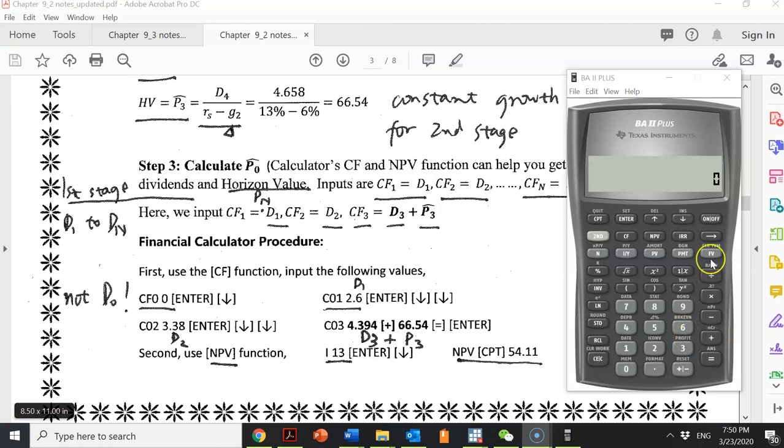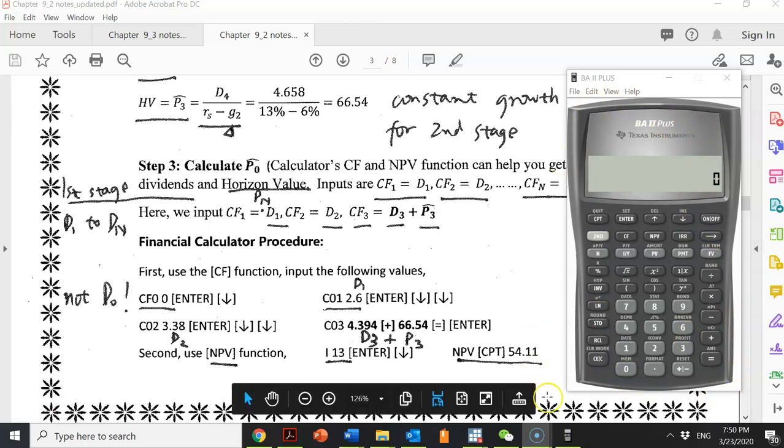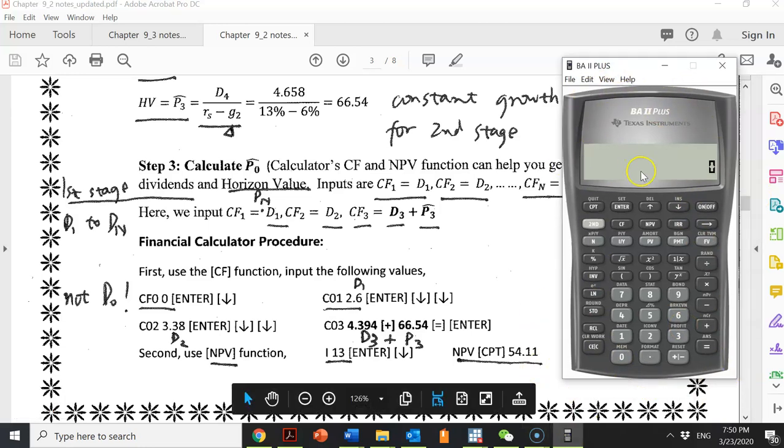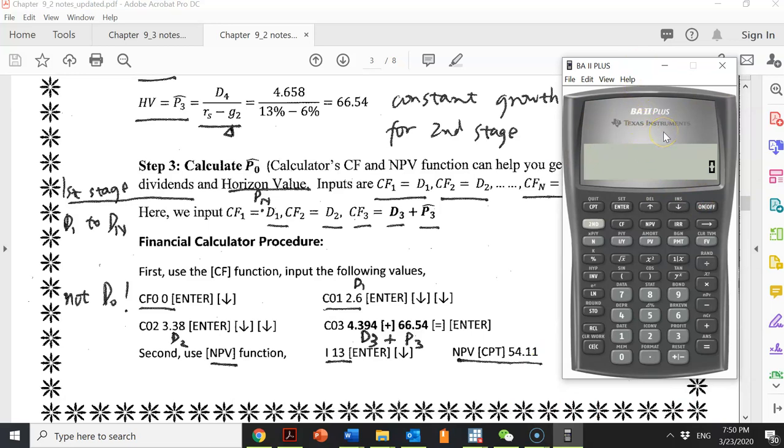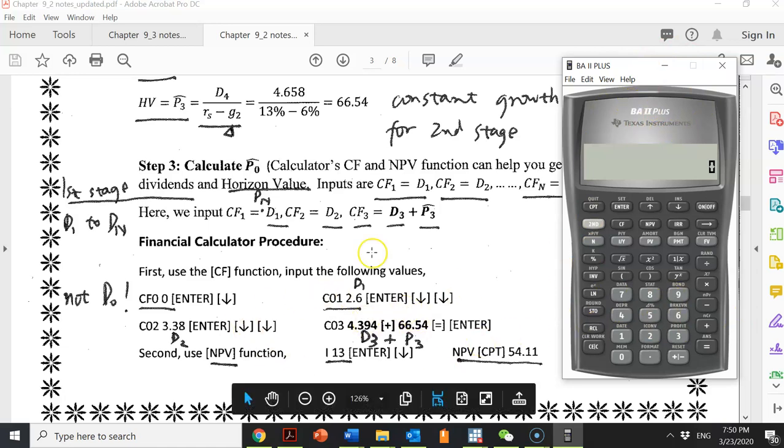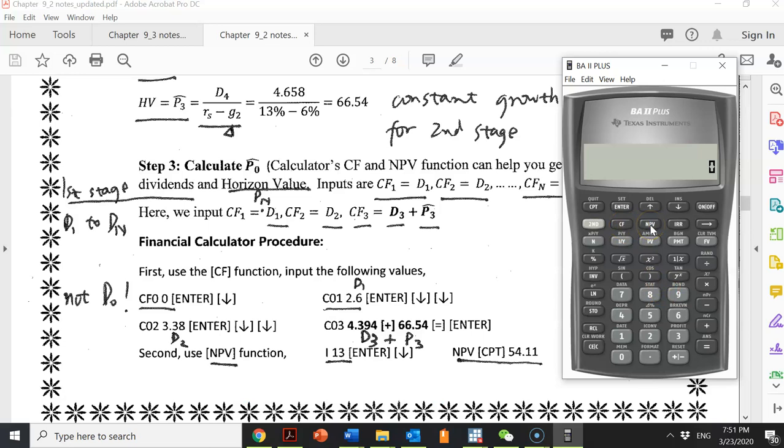So you can see that I have the BA II Plus Texas Instruments financial calculator emulator on the screen. I'm going to show you how we can calculate P0 by using this financial calculator. This is helping you to review the cash flow function in NPV. So we press the cash flow function first. I'm at CF0. Again, it should be 0, so we just press the down button.